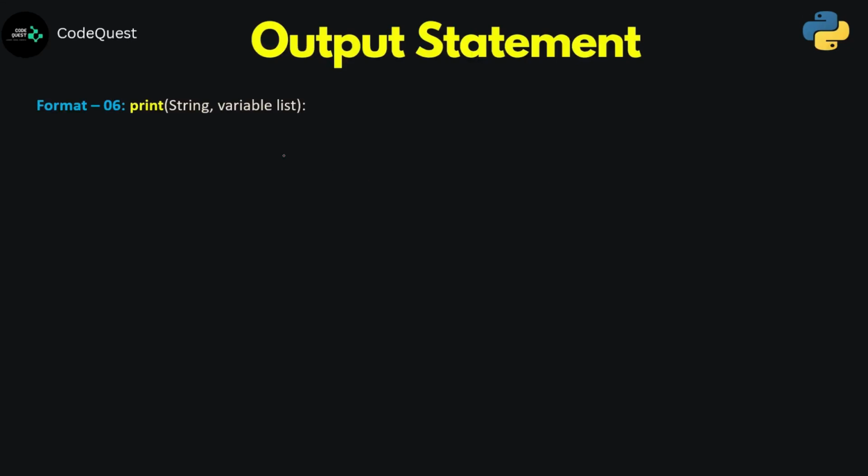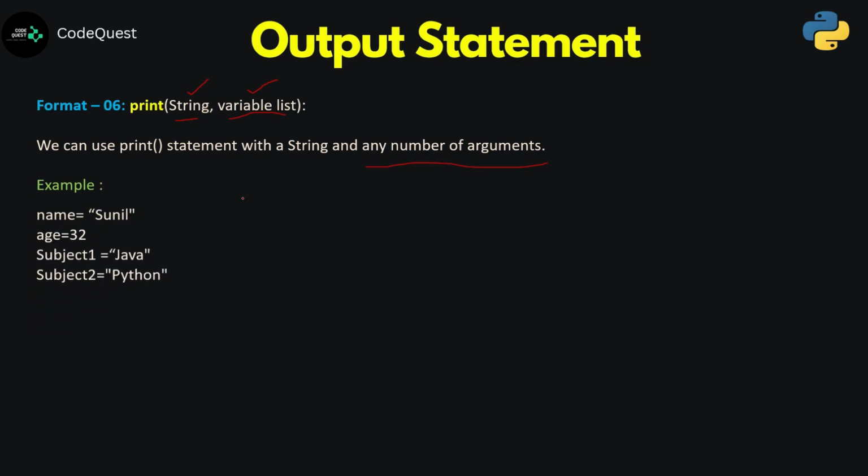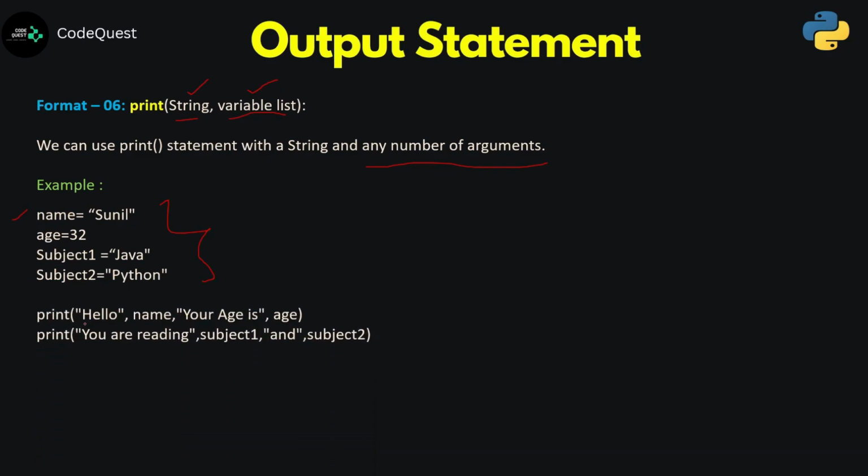The print function can also be used along with a string followed by a set of variables. We can use any number of arguments. I mean, in this variable list, I can use any number of variables followed by any number of strings actually. Now you can see, let's say we have taken a set of values here: name, age, subject 1, subject 2. Now I am writing print. This is a string. This is a variable whose value is to be replaced here. This is again a string. This is again a variable whose value is to be replaced here. In the second print, we have a string, and this is a variable subject whose value is to be replaced here.